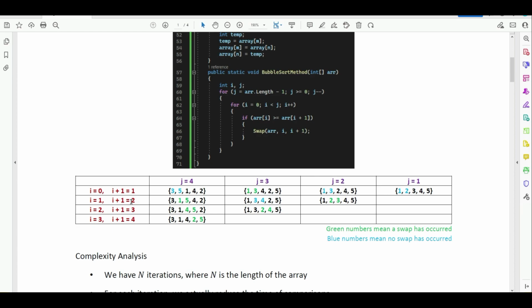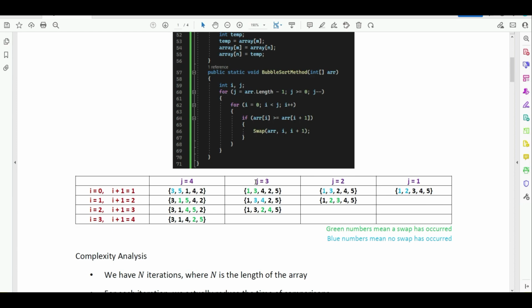Then we go to I equals 1 and I plus 1 equals 2. We're looking at these two numbers here, and we see that the 1 is less than the 5, so we do this swap. These green numbers mean that a swap has occurred. Then we are looking at these two numbers here. We see once again that the right is less than the left, and so we do this other swap here. Then we look at these two numbers. Again, the right is less than the left, so we do this swap right here.